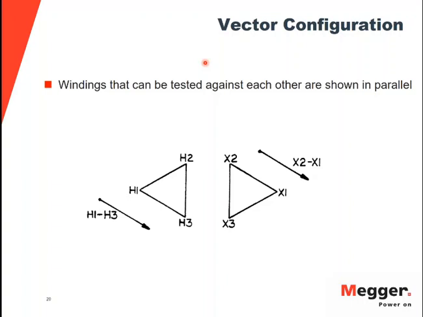One thing to keep in mind is that any two vectors that are in the same plane or parallel to each other correspond to the same phase. For example, in this one, the H1, H3 and X2, X1 vectors correspond to A phase, and they both are parallel to each other. And when I do the test, I'm going to be applying a voltage on the primary side, which would be H1, H3, and then I should be measuring the voltage across X2, X1, which is the corresponding A phase on the secondary side.